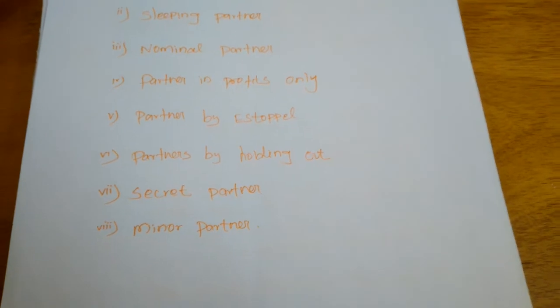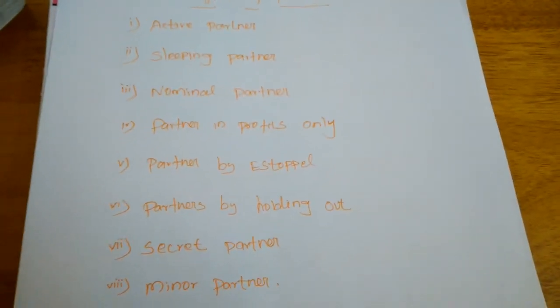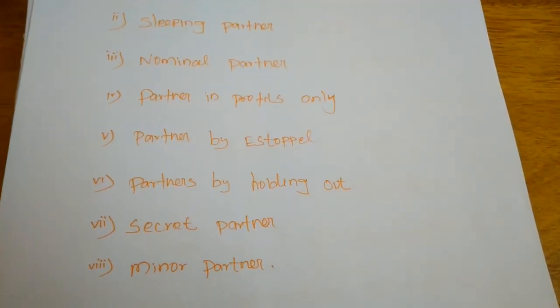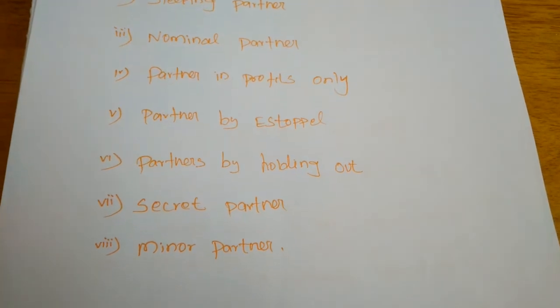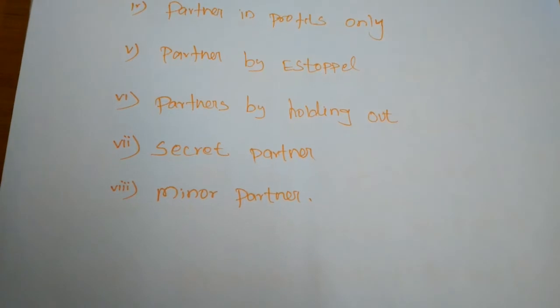Okay, so the eight types of partners in a partnership organization are: first, active partner; next, sleeping partner; nominal partner; fourth, partner in profits only; partner by estoppel; next, partner by holding out, secret partner, and minor partner.